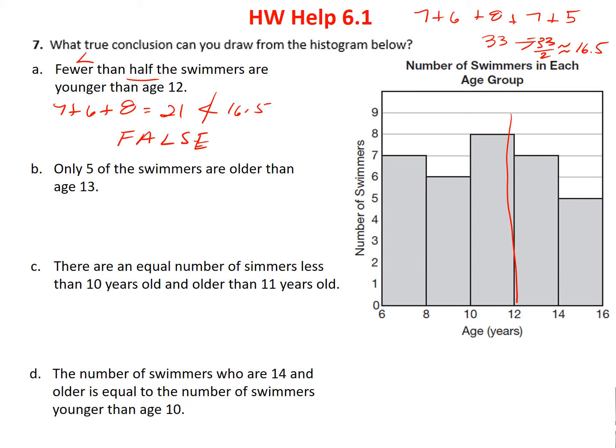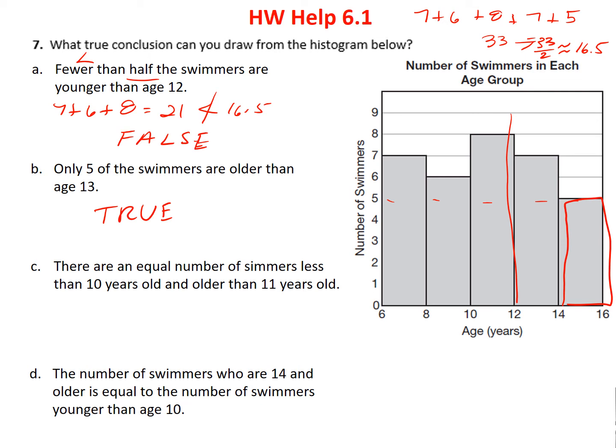All right. Next one says only 5 swimmers are older than 13. Well, to be older than 13 means you're in this category. And here, only 5 swimmers are older than 13, and sure enough, that's 5. So that's true. There are just 5 swimmers that are older than 13.